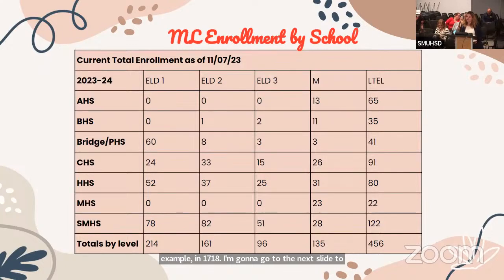In 17-18, you can see here's our enrollment, our current enrollment by school and by level for our multilingual learners. And if you look at the column on ELD 1, this year we have 214 just in that category. In 17-18, we had 87 students in that category. So you can see that that has been one of our highest increases in students.